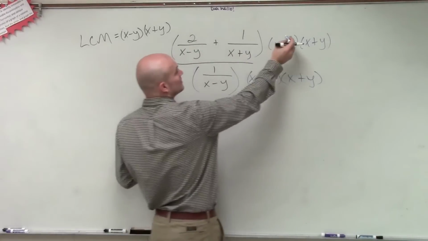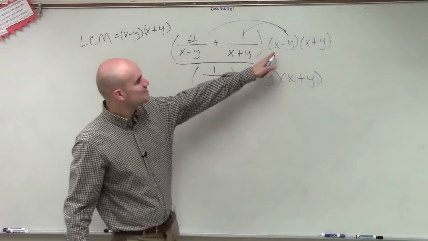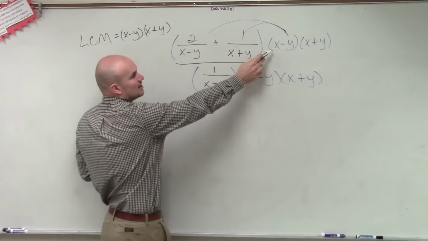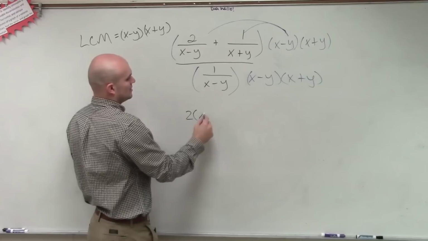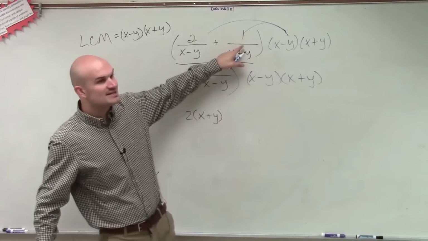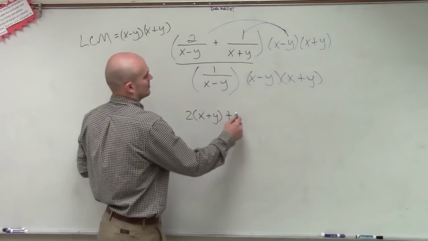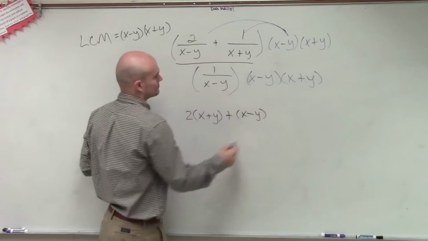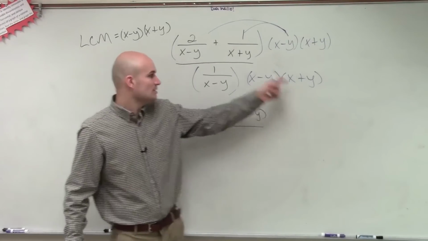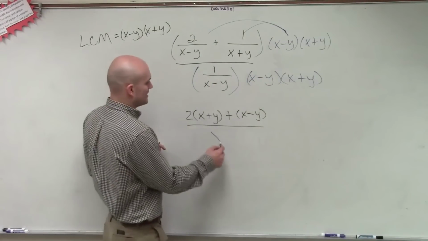Okay, so now we have to apply. Here I have an expression, so I need to apply the distributive property. When I apply the distributive property, the x minus y divides with the x minus y to give us 1. So I'm only going to be left with 2 times x plus y. When I multiply x minus y times x plus y times this, my x plus y and my x plus y divide to 1. So I'm just left with x minus y. When I multiply my common denominator, or least common multiple, times this, my x minus y and my x minus y divide to 1. So I'm just left with x plus y.